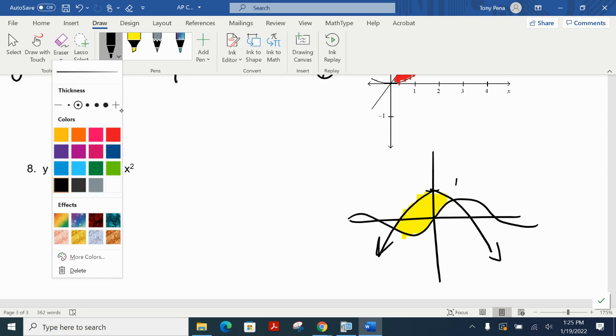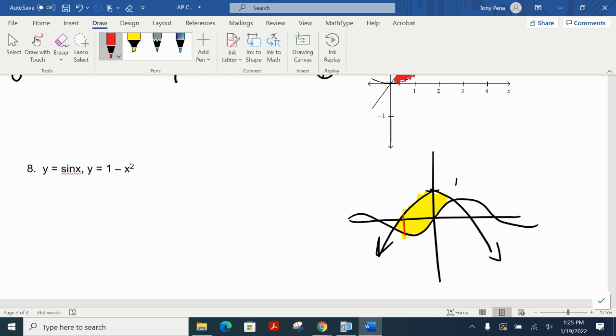When we look at this, no matter where I draw a rectangle in here, we can see that the parabola is always on top. The sine curve is always on the bottom. So nothing tricky in regards to that like the previous question. We can go ahead and set up our integral and know the parabola is always on top, and the sine of x is always on the bottom. All right, so pretty straightforward right now.